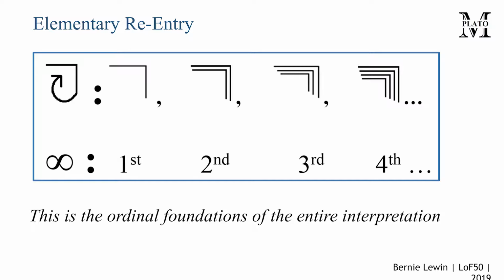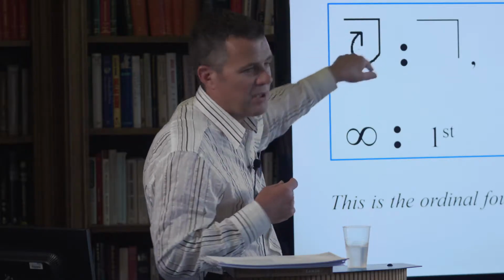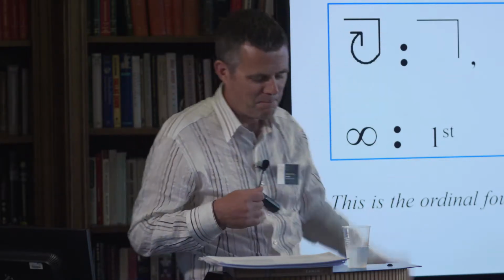In this slide, I give the elementary basis of the interpretation. So the arithmetic starts with the ordinal number series, first, second, and third, and so on, which corresponds to the periods of elementary reentry. I put a little arrow on my reentries.